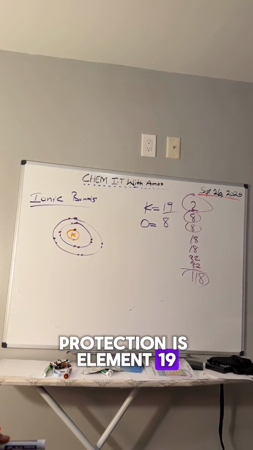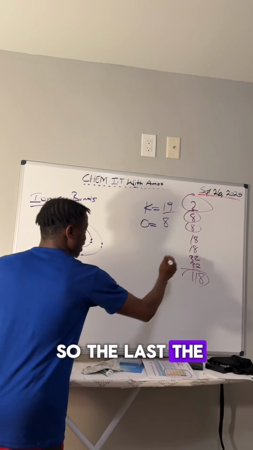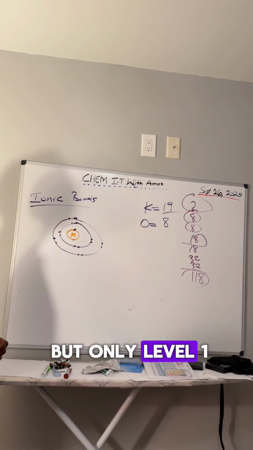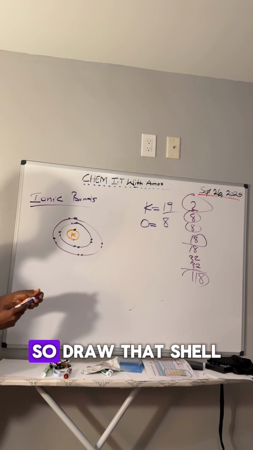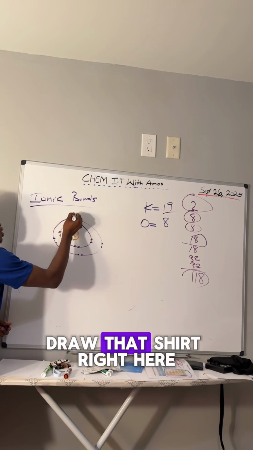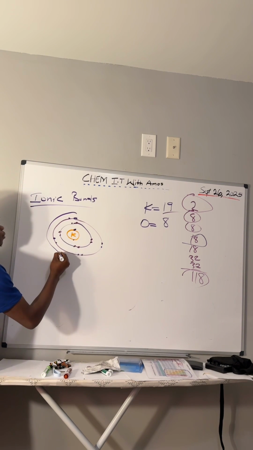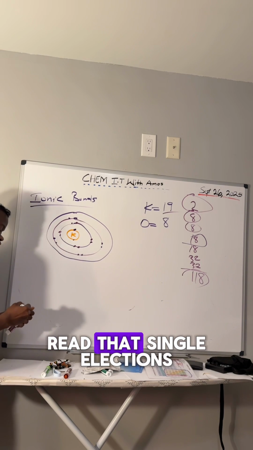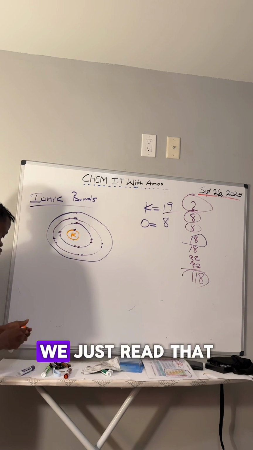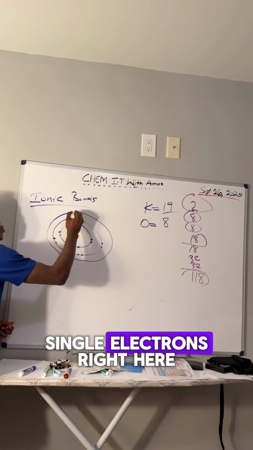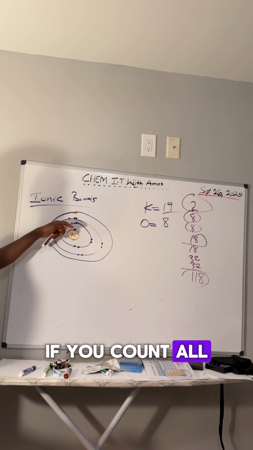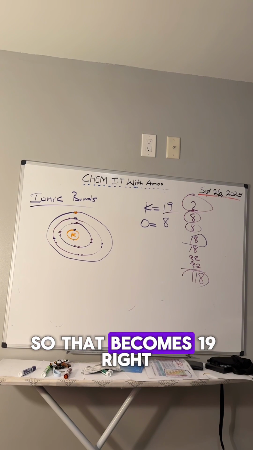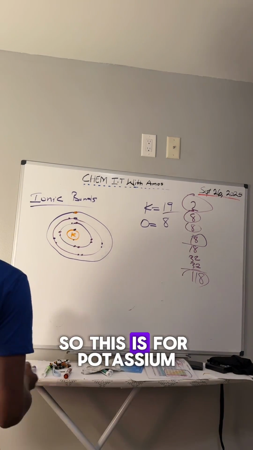Potassium is element 19. So the next shell here takes 18 electrons, but only 1 is left to make it 19. So we draw that shell right here, and we just write that single electron right here. If you count all, it gives you a total of 19. So that becomes 19, right? So that is for potassium.